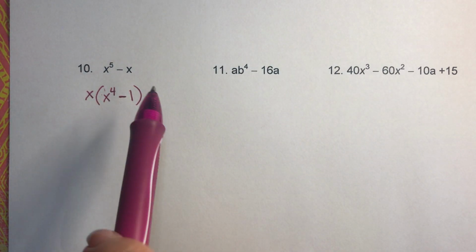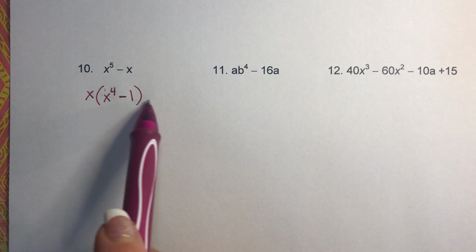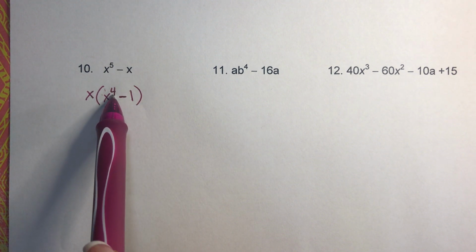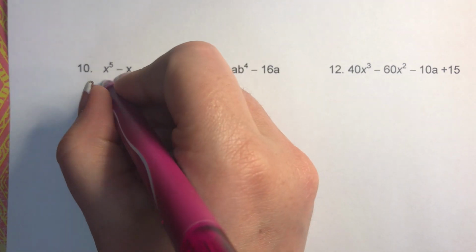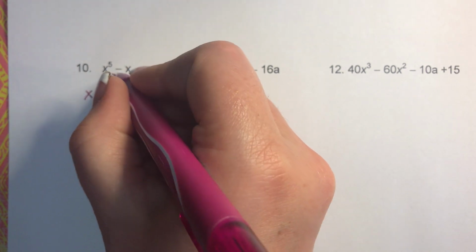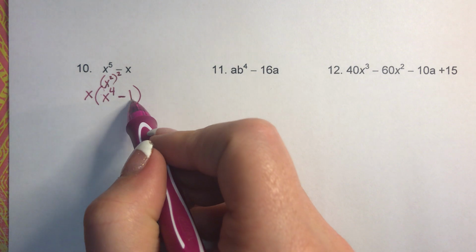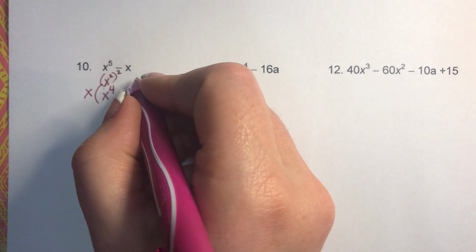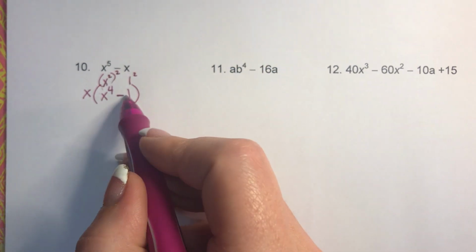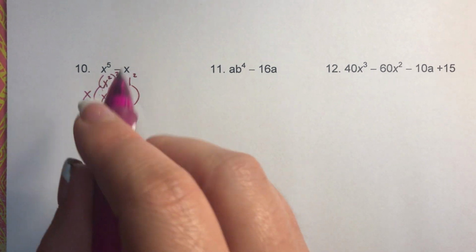Okay, then we have a binomial, so we're looking for difference of squares, right? So is this a squared number? Yes, this is the same thing as x squared squared, right? Because of the power rule, 2 times 2 is 4. And then 1 is a squared number because 1 is the same thing as 1 squared, right? And is it a difference? Yes. So we have a difference of squares.